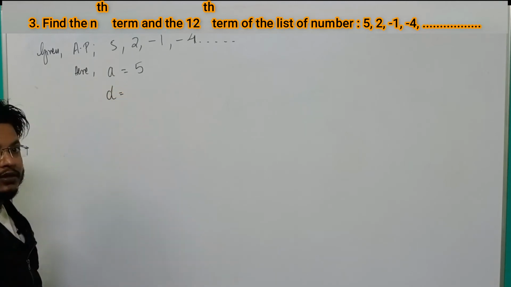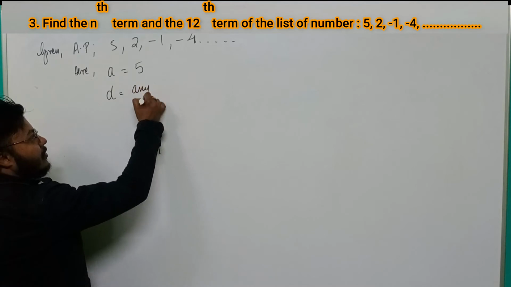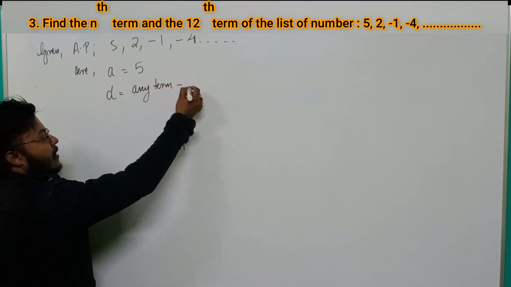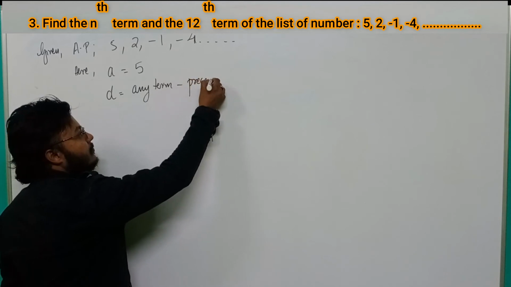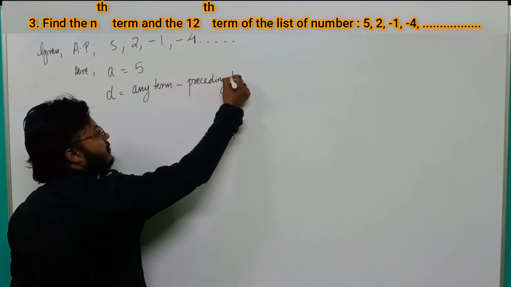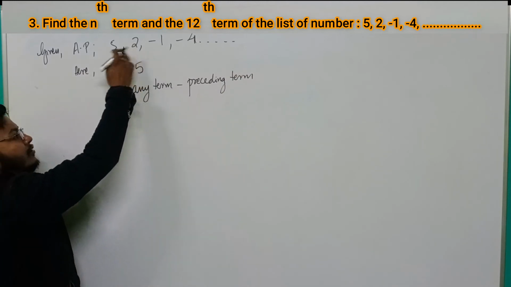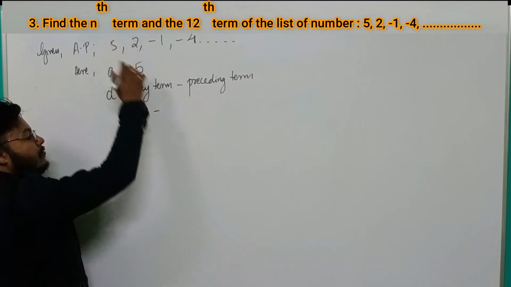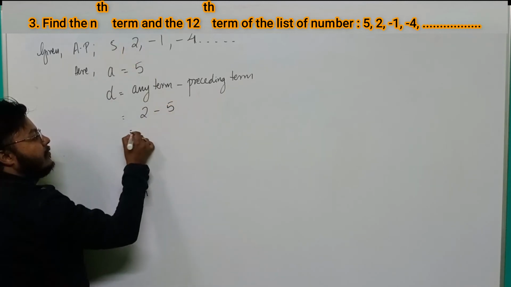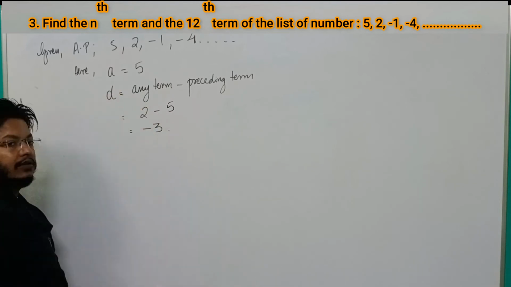So what is the formula? Any term minus the preceding term. Okay. Let us take the first and second only. 2 minus the preceding term, which is 5. So 2 minus 5, I got minus 3. So minus 3 is my common difference.